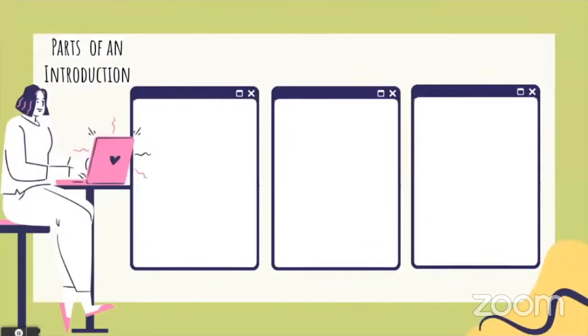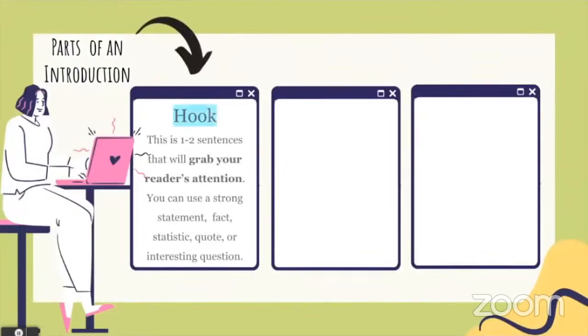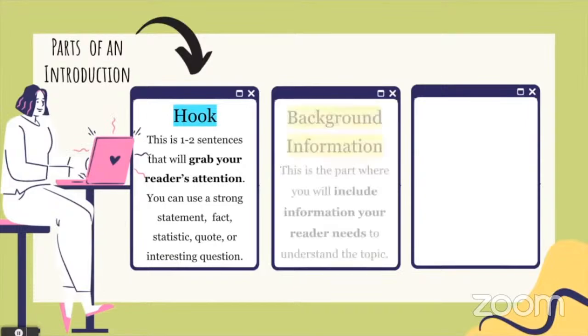So here are the parts of an introduction. Part number 1 is the hook. This is like 1 to 2 sentences that will grab your reader's attention. You can use a strong statement, a fact, a statistic, a quote, or an interesting question to get it started.